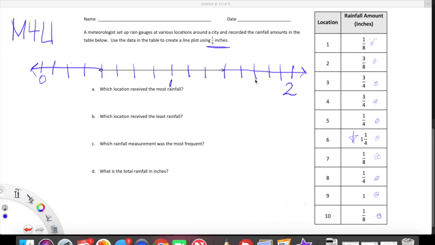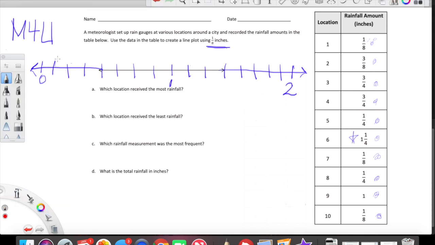Now we're going to start plotting our data. My first measurement is 1/8. I'm just going to make an X on top of 1/8 to signify that there was one location that measured 1/8 of an inch for rainfall. Then I'm going to cross these off as I do them because sometimes it's difficult to keep track.